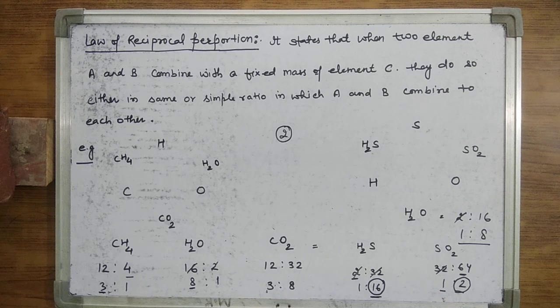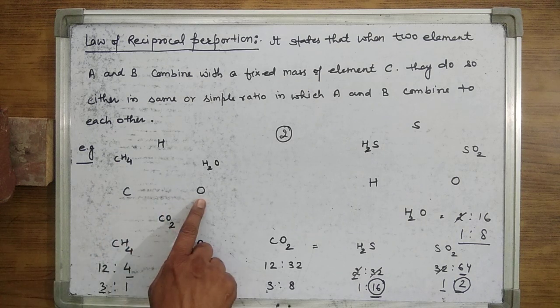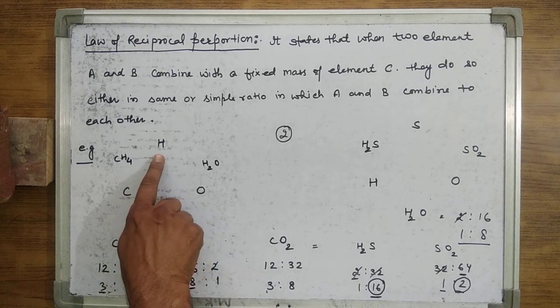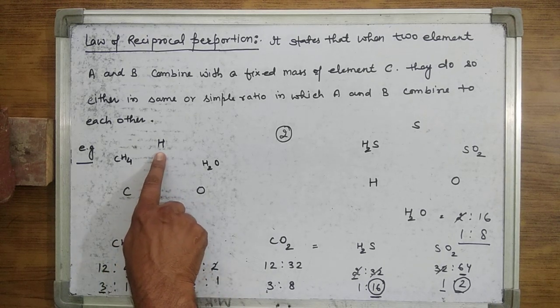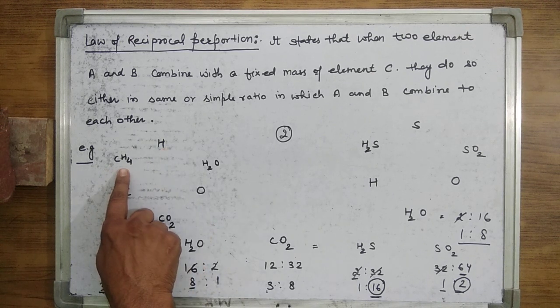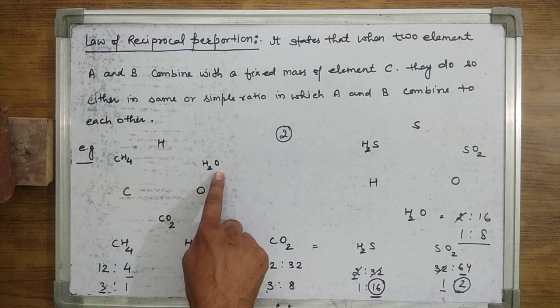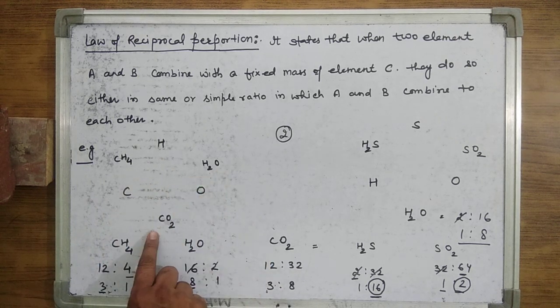Let's try to understand. We have two elements, carbon and oxygen. Suppose these are A and B. They combine with a third element having fixed mass C, that is hydrogen. Carbon combined with hydrogen to form methane, CH4. Oxygen combined with hydrogen to form water. When they combine to each other, they form carbon dioxide.